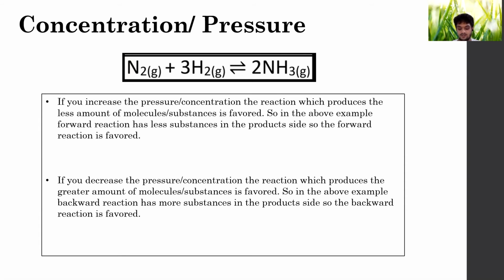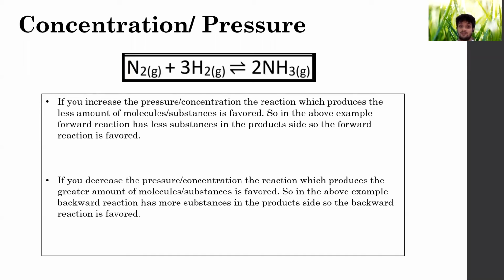In the last slide, we have concentration and pressure. Concentration and pressure are very similar, because concentration we normally associate with liquids and solids, but when it comes to gases, we associate it with pressure. So what happens if you change this? Here we have the example of the production of ammonia, N2 plus H2 giving ammonia. We are using that reaction as an example.